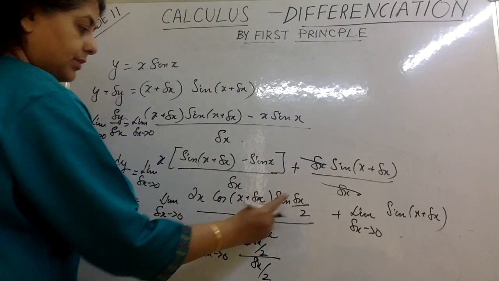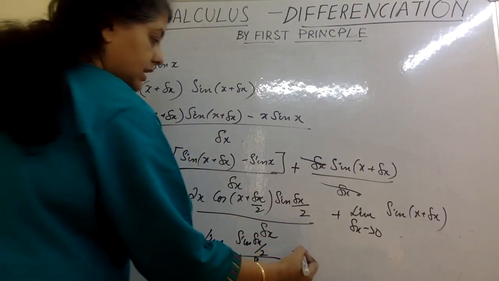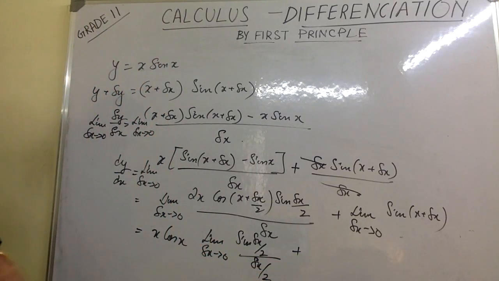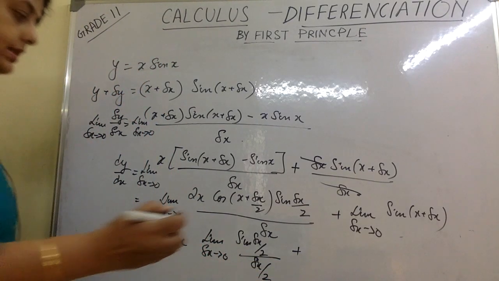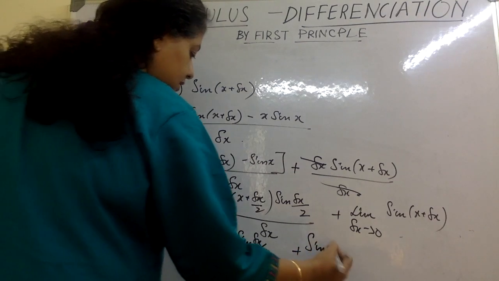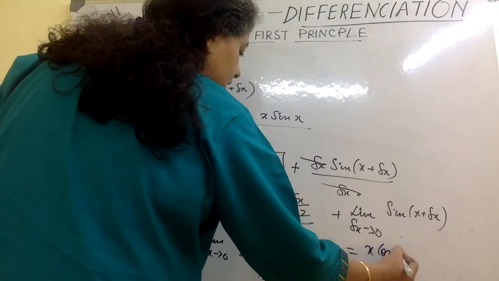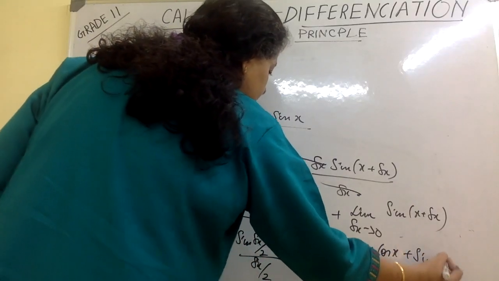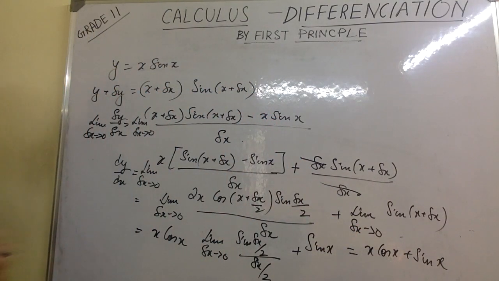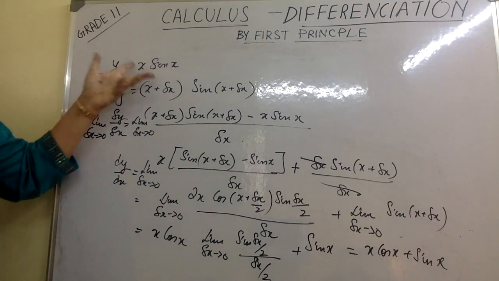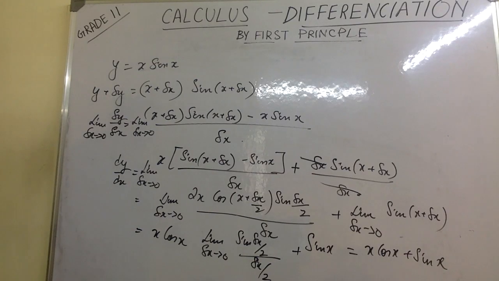So I am applying limits to this portion, plus that becomes del x tends to 0, that becomes sin x. So my final answer is, this becomes a 1, x cos x plus sin x is my answer. Okay, so you can actually check this by the UV formula, you will get the same answer. So x cos x plus sin x. Okay, let's proceed to the next one.